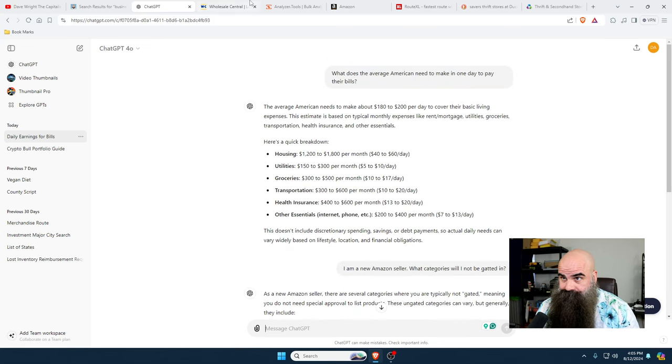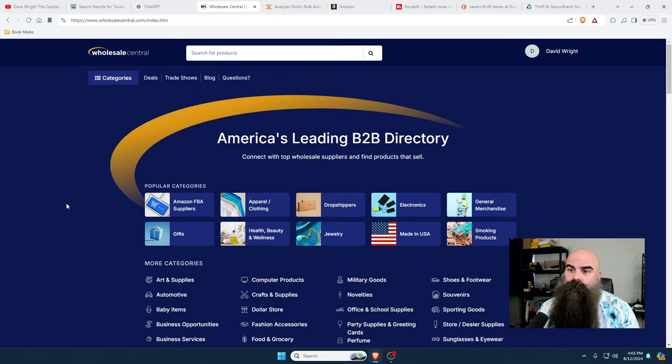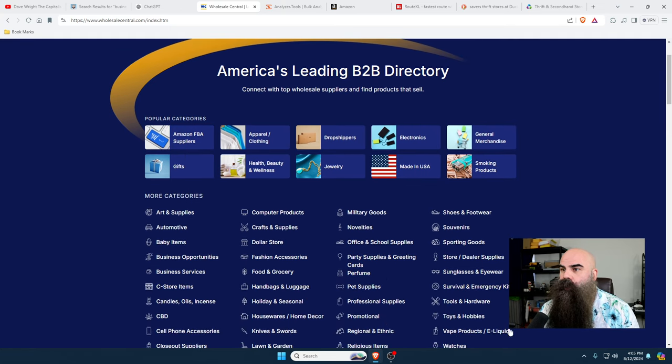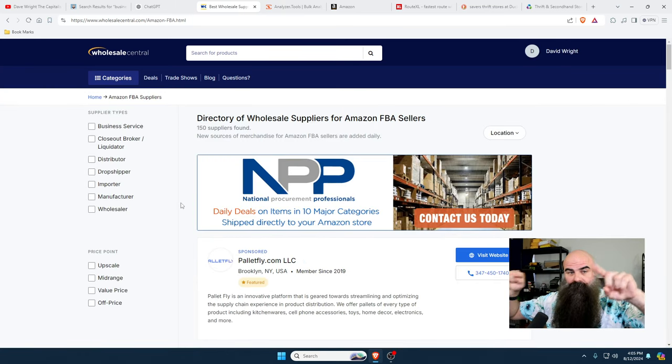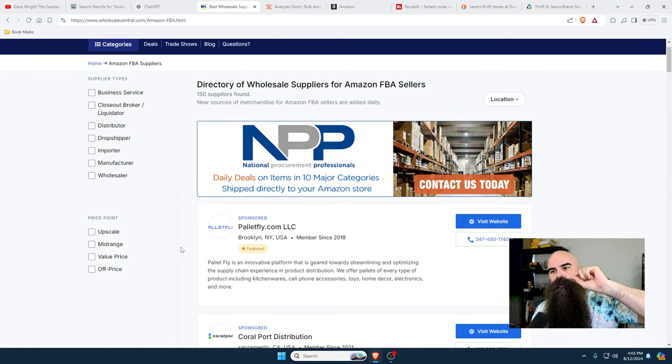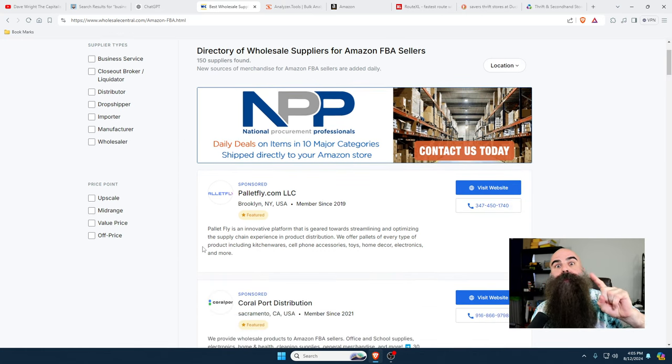So I'm going to go back to Wholesale Central. And the reason this is set up really well is because if you see right here, there's a button that says Amazon FBA supplier. So these are suppliers that do all sorts of stuff, but some of them are categorized that they specifically work with Amazon FBA. So if you click on this, bam, these are all categories from people that deal with Amazon FBA. Now this means a couple of things though.